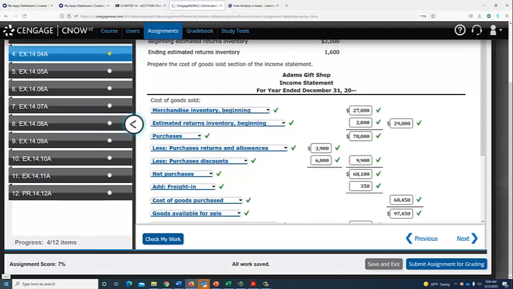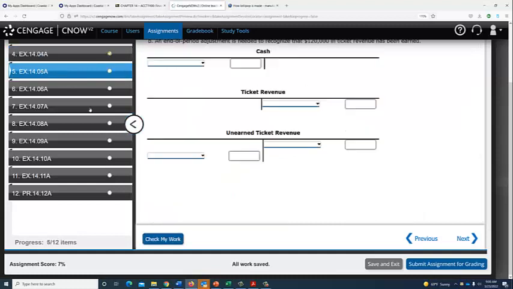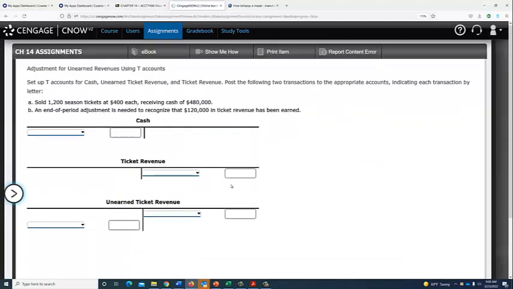Okay, the next problem we'll look at is number 5. This is our unearned revenue adjusting entry. So we've got T accounts for all the accounts that we'll need for our unearned revenue. In A, it tells us that we sold $1,200 in season tickets at $400 each, and we received cash of $480,000. Okay, so first thing we need to do is record the sale of the unearned revenue.